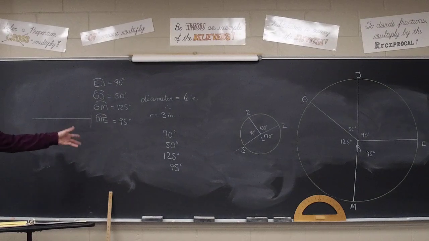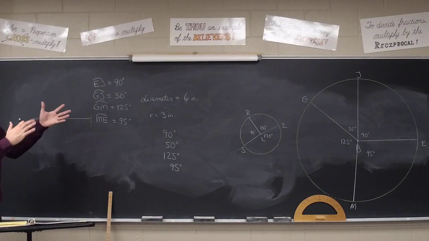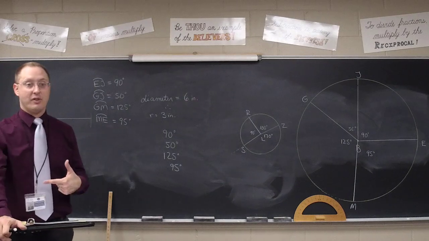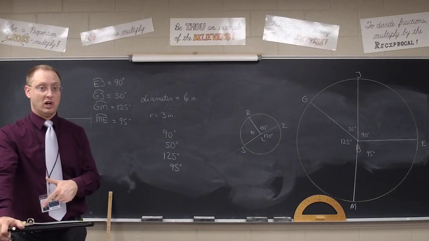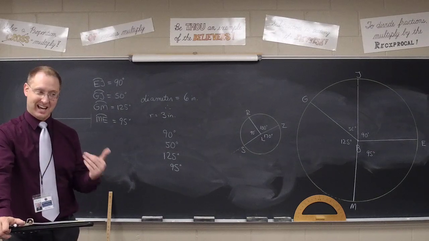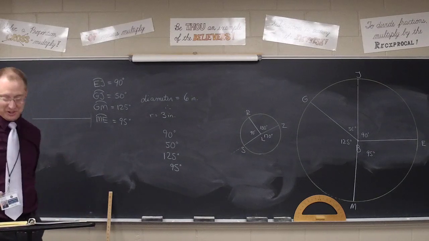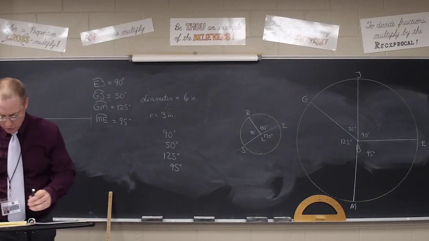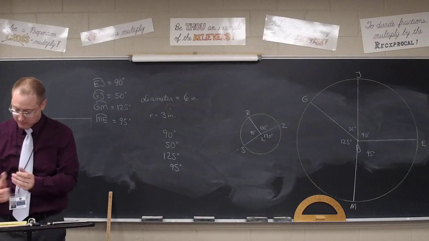Questions on drawing central angles, measuring central angles. Again, a central angle, class, has the vertex at the center, and the sides of the angle are always radii. Always radii, which means they are equal in length to each other. It's true. Drop down to number 23.